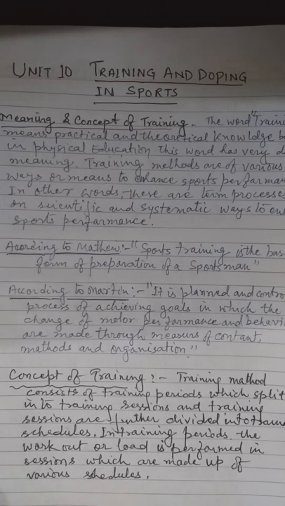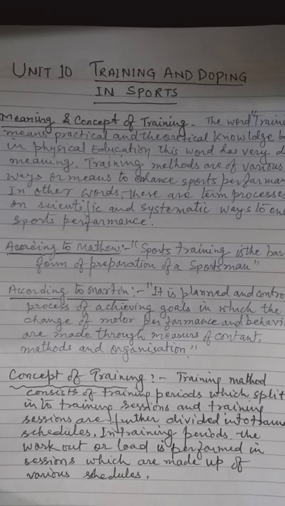Now students, first we describe training and doping in sports. Today, games and sport is a specialized field. It requires a specific, scientific and systematic type of training to improve the performance of the player. Each activity requires specific physical fitness components. Thus, to improve these components, a specific type of training is required. The program of the training process is known as sports training.